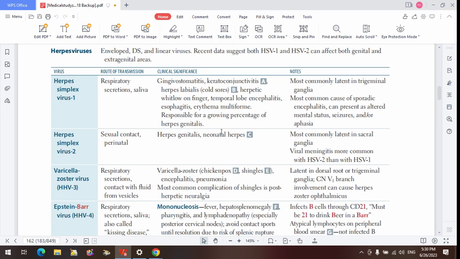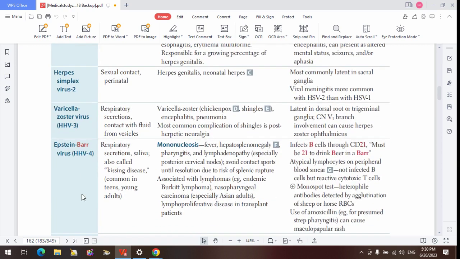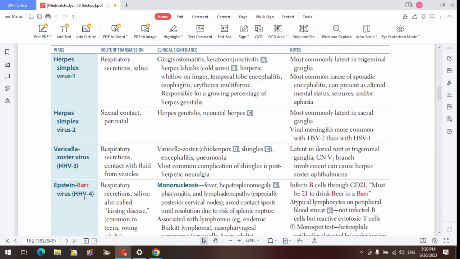So it's responsible for herpes genitalis. Yeah. So these guys can become latent. Particularly herpes simplex 1, herpes simplex 2, varicella zoster virus, as well as CMV. Those 4 guys can stay latent.